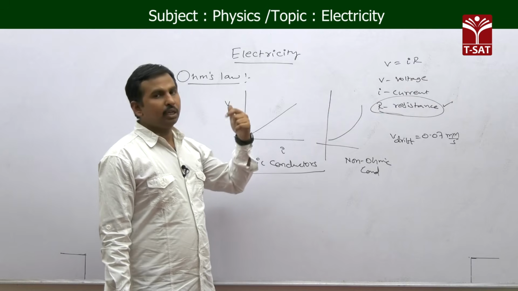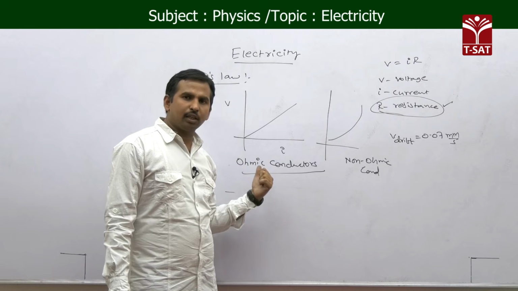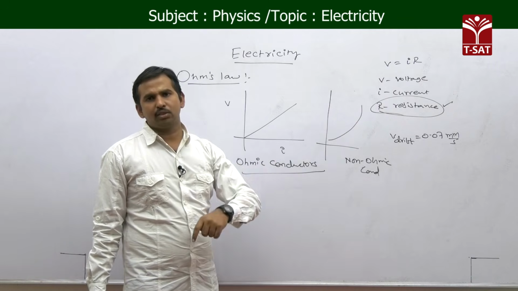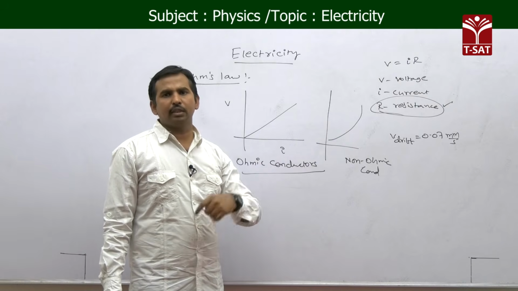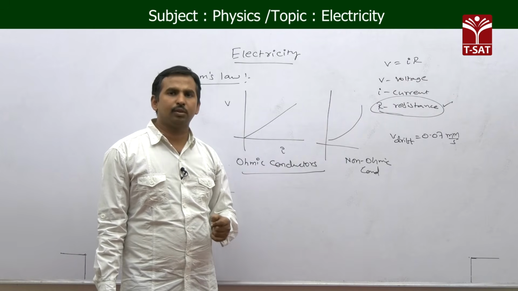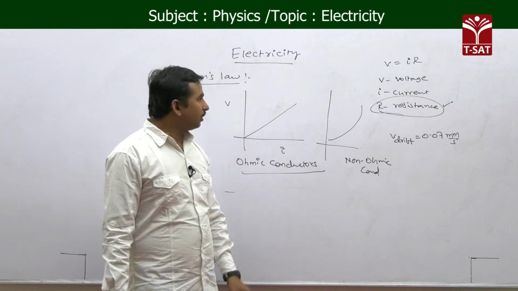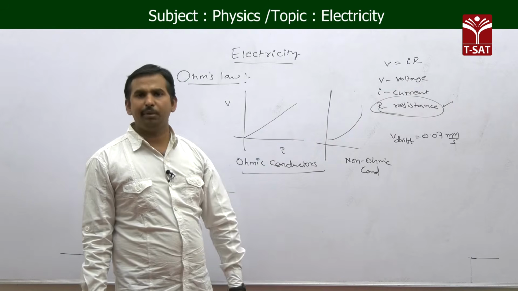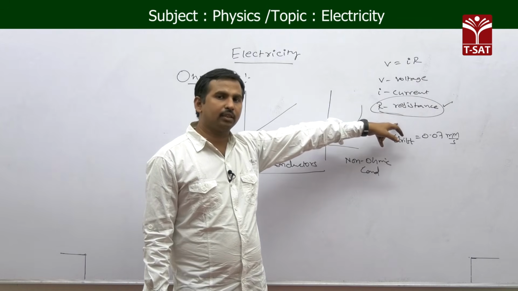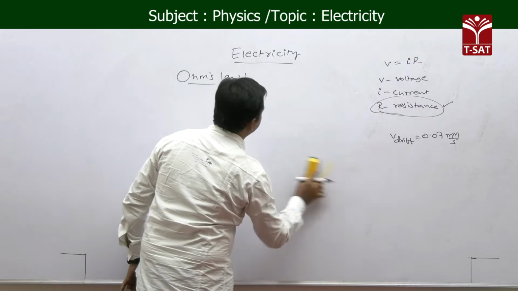So, the limitations are: it holds only at constant temperature, and it is applicable only for ohmic conductors, not for non-ohmic conductors like gaseous conductors, LEDs, and even semiconductor materials. Okay. That is about Ohm's law and its limitations. Now, we will see on what factors the resistance of a conductor depends. Okay. Now, we are seeing the resistance and its factors.